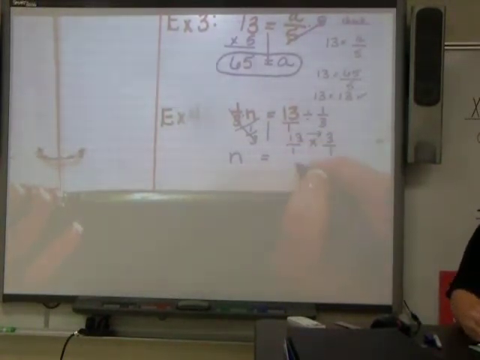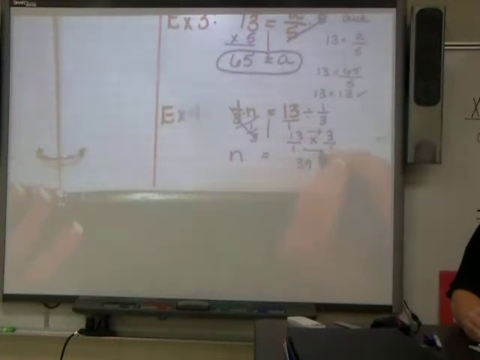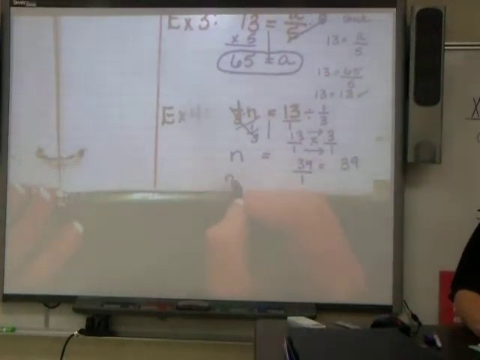13 times 3 is 39. 1 times 1 is 1. And 39 over 1 is 39. So we're saying that n is equal to 39.